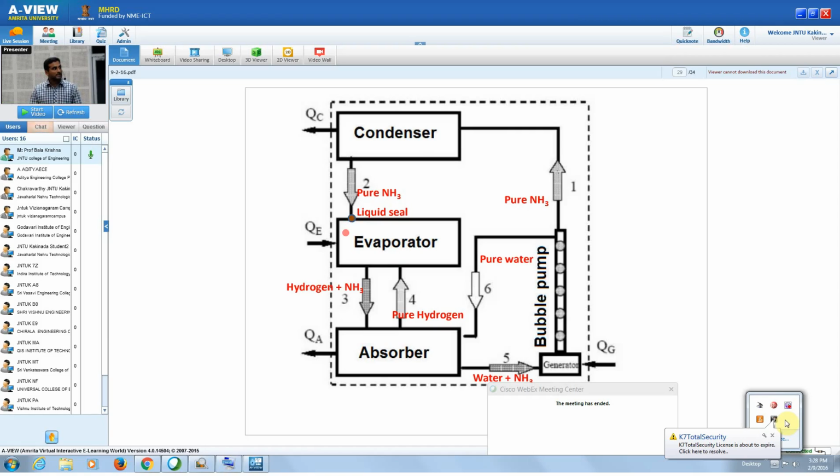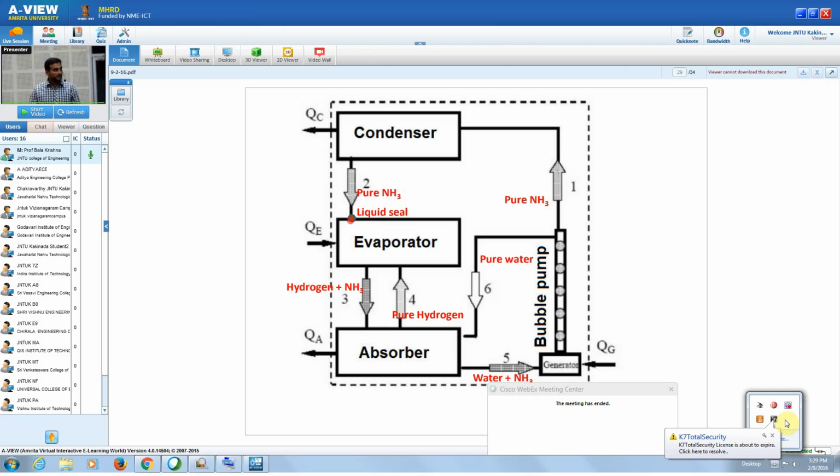Therefore, at the liquid seal point, the partial pressure of NH3 will be comparatively higher, and at the particular point where it joins the evaporator from the absorber, point 4, the quantity of ammonia present is very minimum. The partial pressure at that location will be minimum. Therefore, the temperature that you get will be minimum in the region where hydrogen just goes into the evaporator, because the quantity of ammonia present is minimum. Therefore, the partial pressure will be minimum and the temperature attained also will be minimum. And the higher temperature in the evaporator that you can get is at the liquid seal point, because there the concentration of hydrogen will be less and the concentration of ammonia will be more.